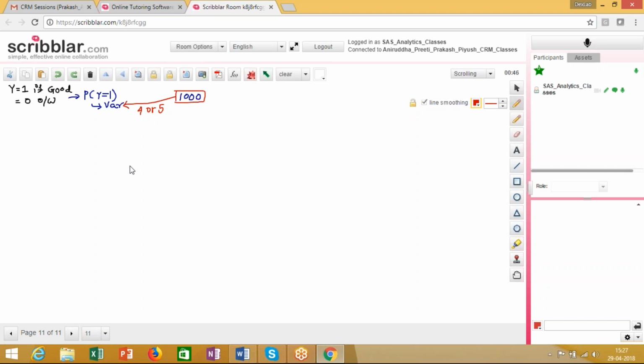Now, if we have these four or five variables, that means there must be a mechanism of selecting them from the entire list of 1,000 variables. So the question that comes up is how this is being done. Choosing the four or five out of 1,000 is a part of your variable selection.